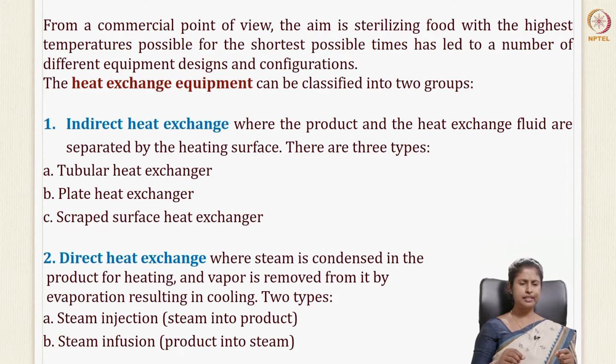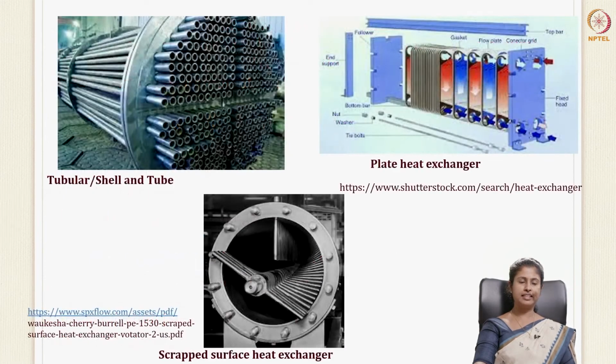In indirect, as you see, the product is not coming in contact with the heat exchanging fluid. The heat exchanging fluid heats the surface and the heat is passed on from the surface to the product. So you've got three heat exchangers under this indirect heat exchangers. One is the tubular heat exchangers, the plate heat exchangers, and the scrape surface heat exchanger. This is a pictographic representation of that. I've taken it from this side.